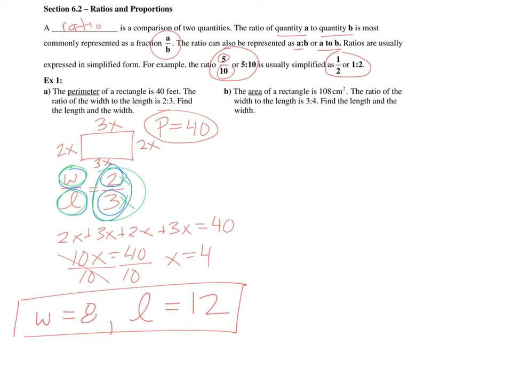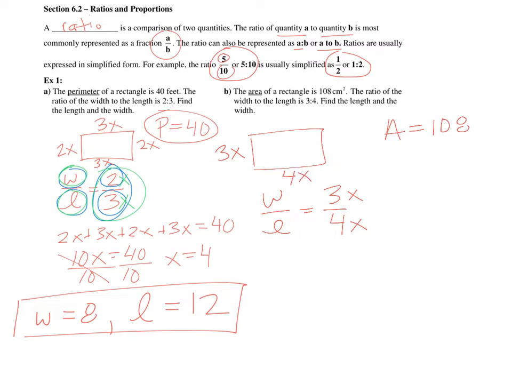All right, for part B, the area of a rectangle is 108. Now the ratio of the width to the length is 3 to 4. Width to length, 3 to 4. And we now know from the explanation in the previous example that this is going to be 3x and this is going to be 4x. Find the length and the width. Well, this is 3x, this is 4x. I'm working with area, so area of a rectangle is length times width. So I'm going to have 3x times 4x is equal to the area, which is 108.